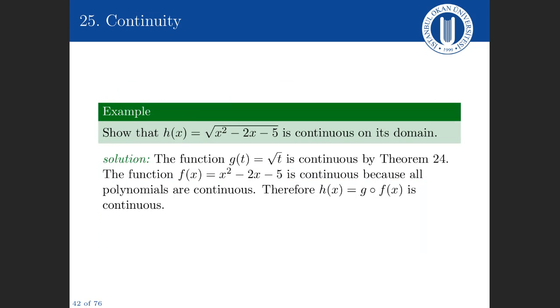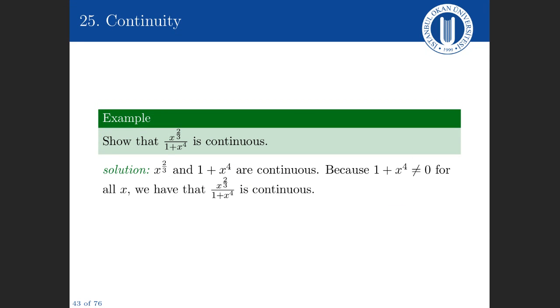For example, show that the square root of x squared minus 2x minus 5 is continuous on its domain. By the previous theorem, which in the lecture notes has a number, we know that the square root of t is continuous. We know that x squared minus 2x minus 5 is continuous because all polynomials are continuous. Therefore, our function, which is g composed with f, is also continuous. And that's all we need to say.